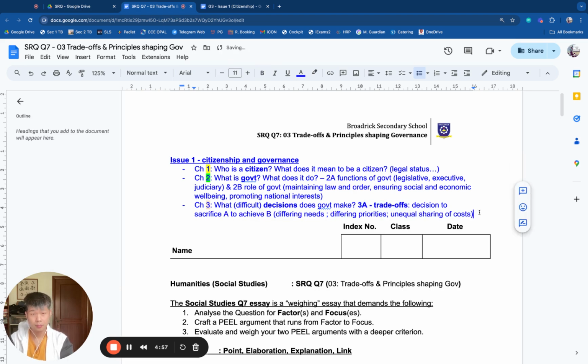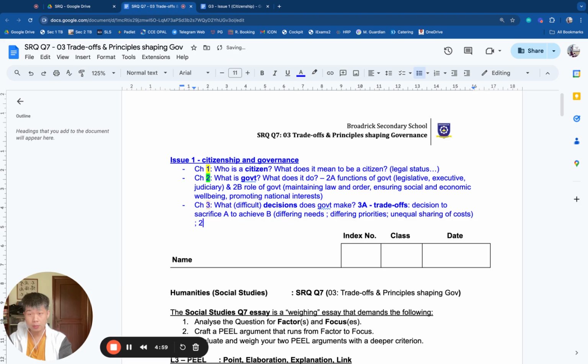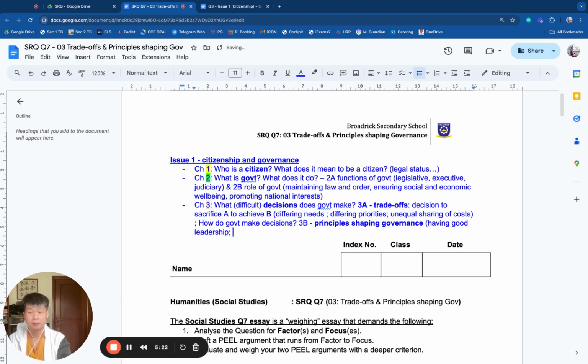And for chapter 3B, it's about how do government make these decisions, and that's the principles shaping governance, of which we have four. There is having good leadership, anticipating change and staying relevant, a stake for everyone, and practicing meritocracy.